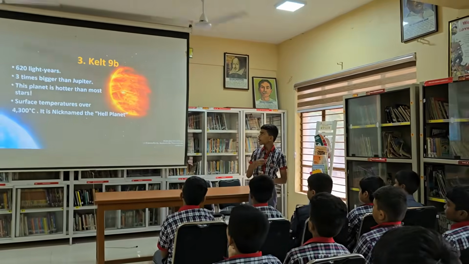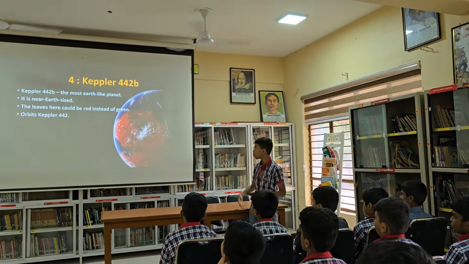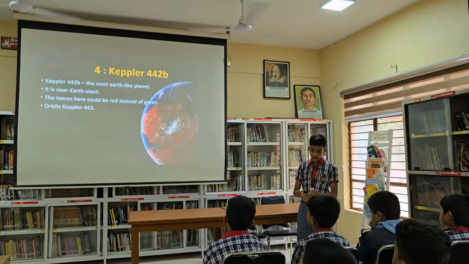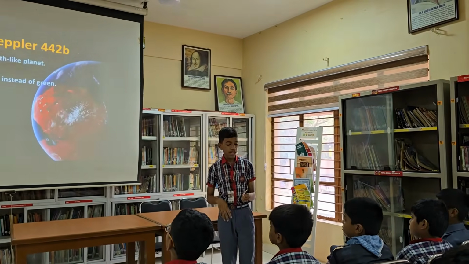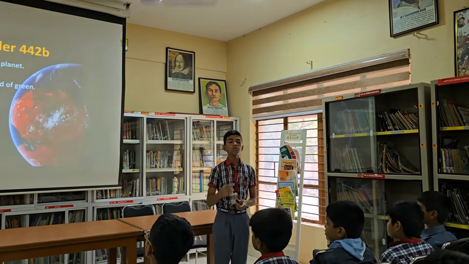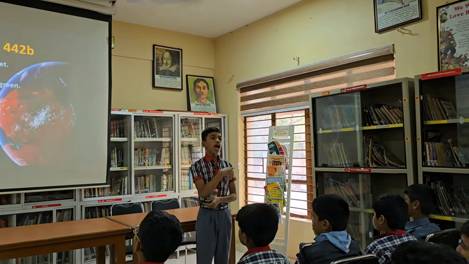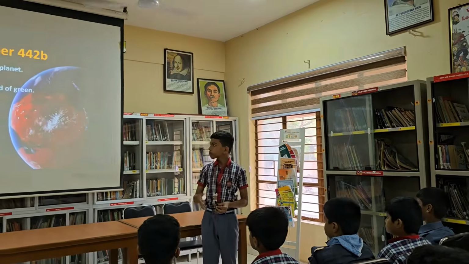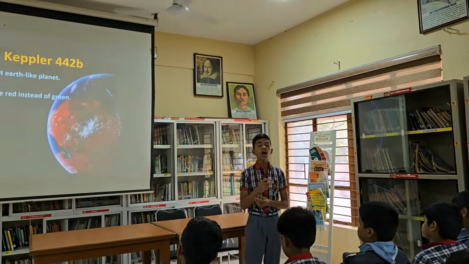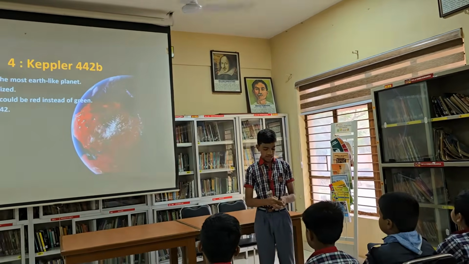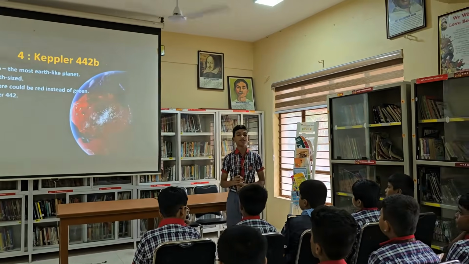And the next planet is Kepler 442b. This is the most Earth-like planet ever found. As you can see, it looks like Earth. And scientists have found out that on this planet, the leaves could actually be colored red instead of green. This is because scientists believe that the leaves here actually lack chlorophyll, but instead have another substance which makes the color of the leaves red. This planet actually orbits Kepler 442, which has twice the lifespan of our Sun.